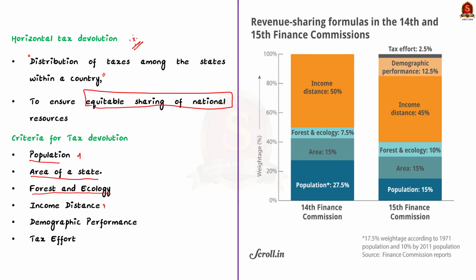Fourth criteria is income distance. It means the gap between the state's gross domestic product or GSDP and that of the state with the highest GSDP. See, we should know why it matters. Because states with the lowest GSDP per capita are considered less able to generate revenue and they need more help to reduce their economic disparities. Fifth one is obviously demographic performance.